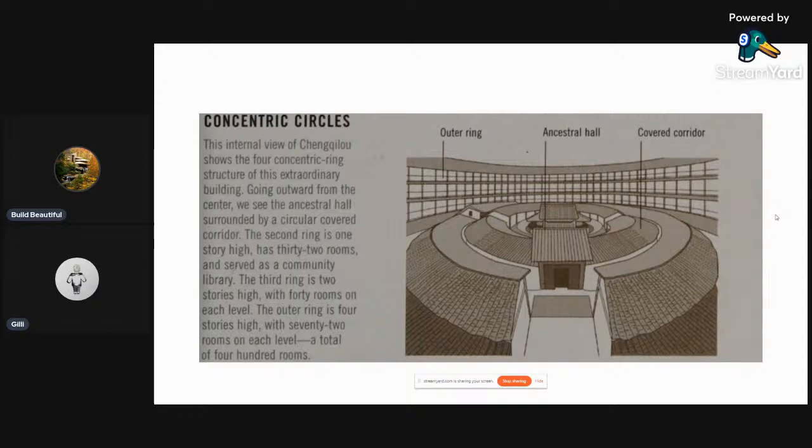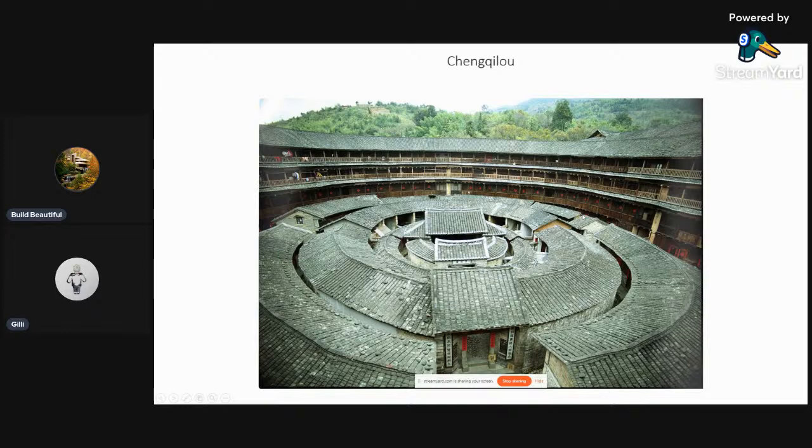Going outward from the center, we see the ancestral hall, surrounded by a circular covered corridor. The second ring is one story high, has 32 rooms and served as a community library. The third ring is two stories high, with 40 rooms on each level. The outer ring is four stories high, 72 rooms in each level, a total of 400 rooms. And then this is just a real-life photo from Chengqilou.